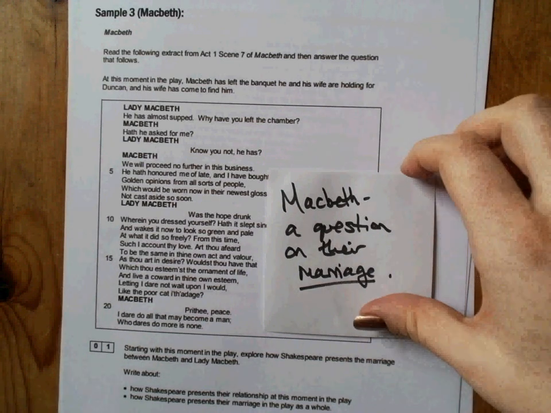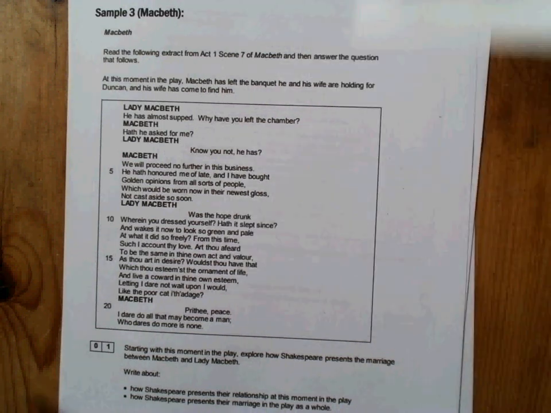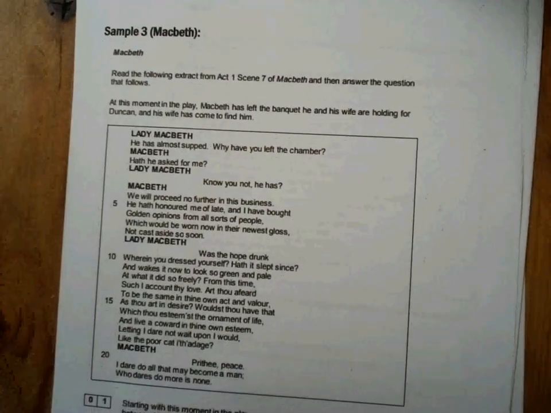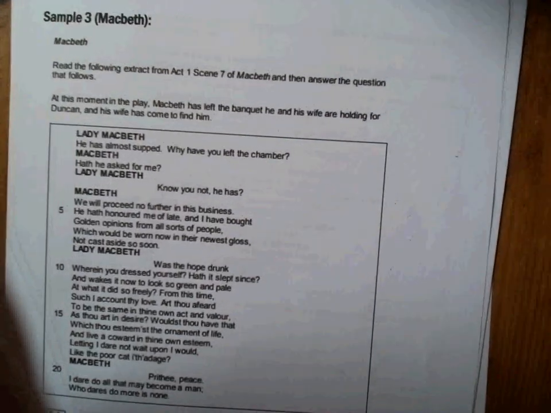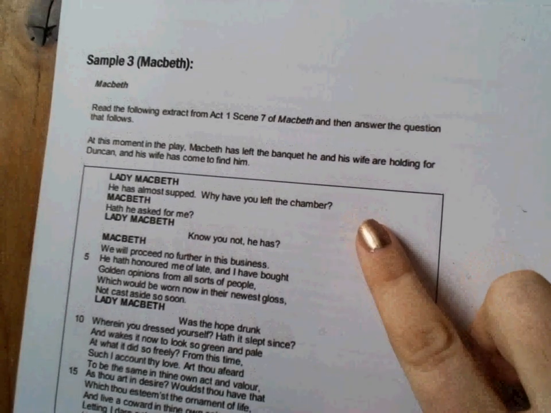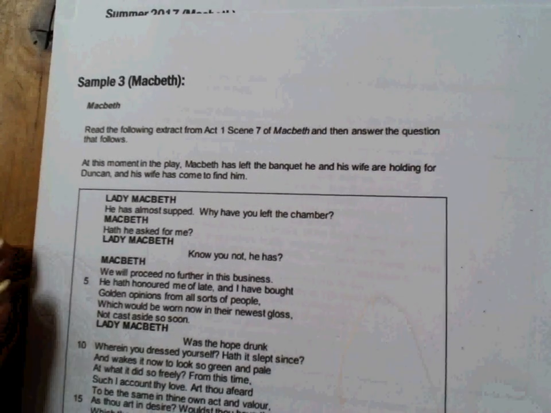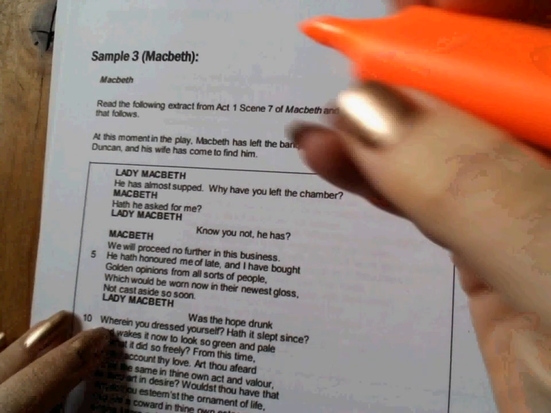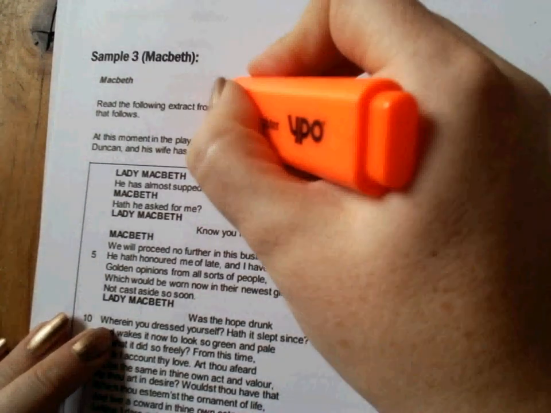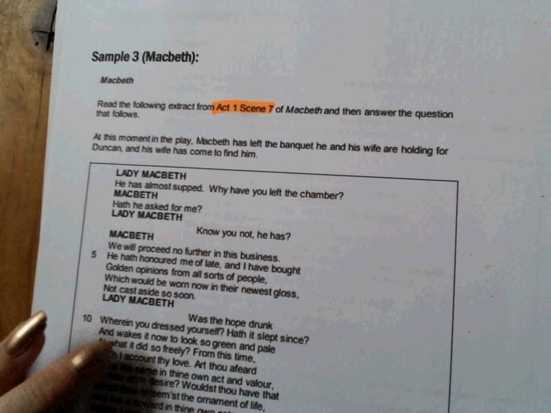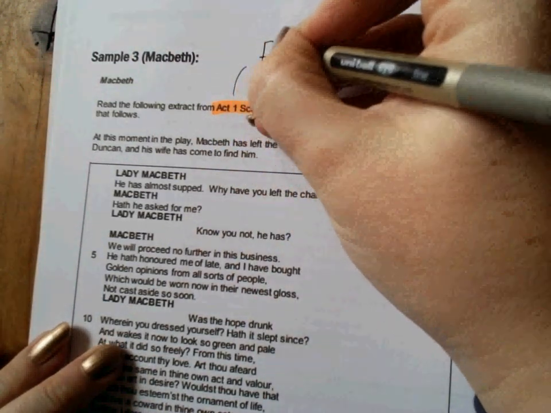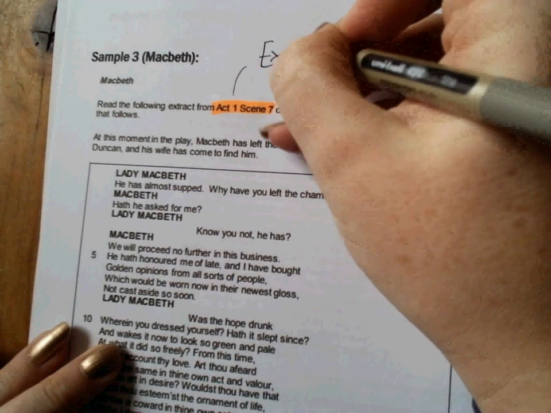Right, okay, so if we look at this question, as always, we're going to approach by looking quite carefully at the contextual information that the exam board give us here at the top. So we can see that this extract is from Act 1, Scene 7. They'll always tell you where the extract is from. And as I say to my class, anything that comes from Act 1 means that it is the exposition of the play. It really means the start.